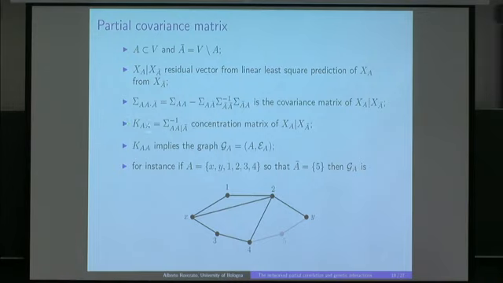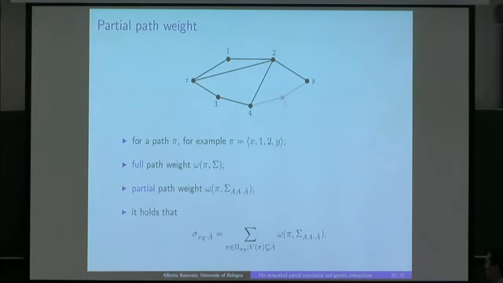K indexed by A. Now what happens is that the graph associated with this matrix is just the subgraph induced by A. So for instance, if for me A bar is the vertex 5, the subgraph induced is the same subgraph where I have to remove the vertex 5 and its edges. So at this point, if we look at one edge, one path in this graph like this, then I can compute two weights for this path. I can compute the full path weight using sigma and the partial path weight using the partial covariance matrix.